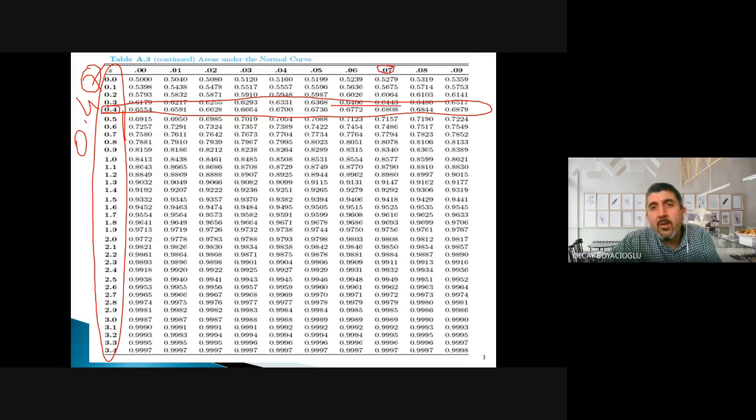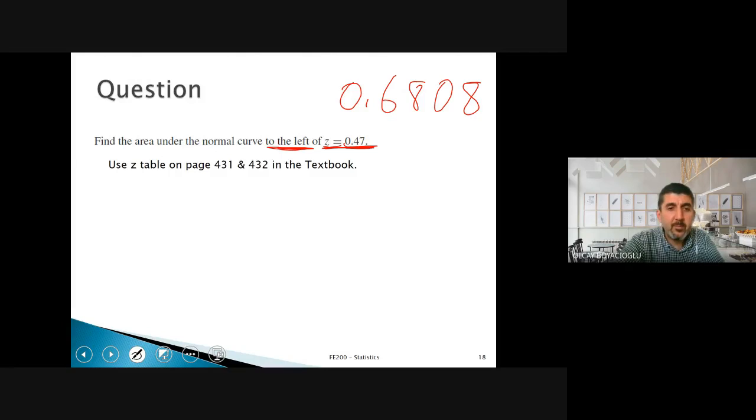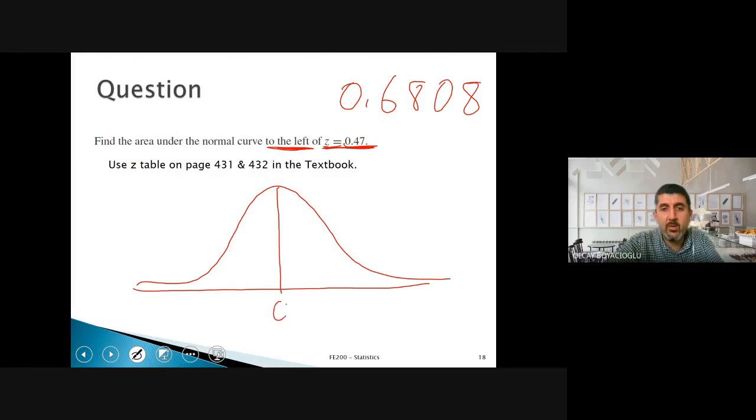And the intersection is what I'm looking for. The value is 0.6808, okay? What does that mean? Let's go back to the question now. My value is 0.6808, okay? This was the value. What does that mean? It means that if you draw a z distribution here, which has the zero mean value, and here is 0.47, okay?